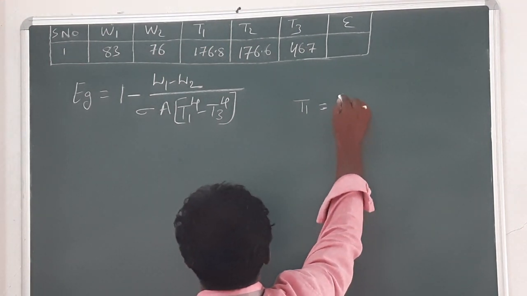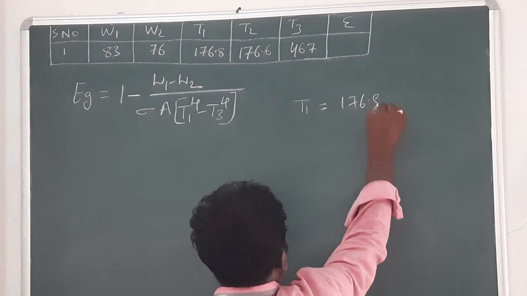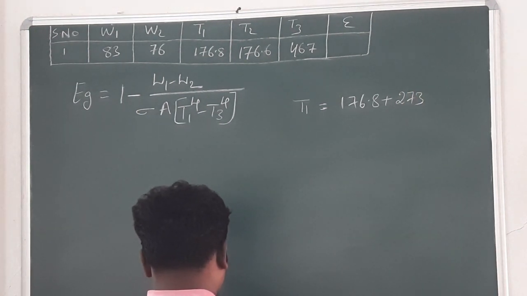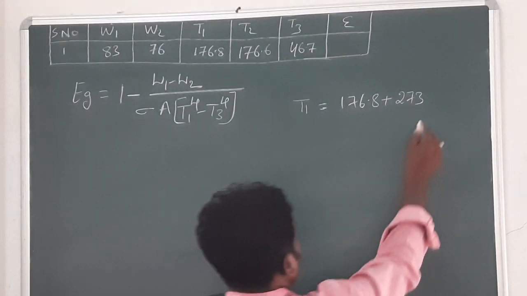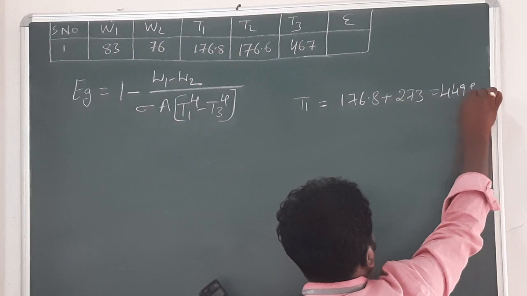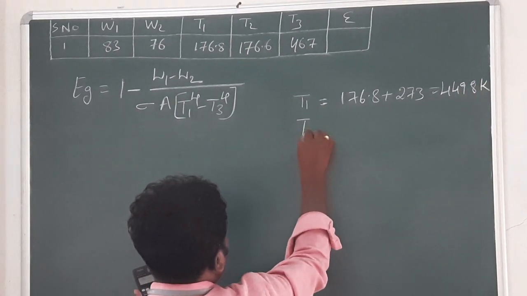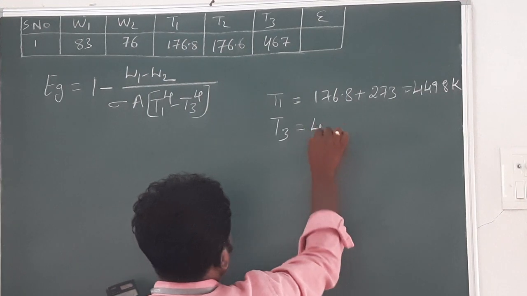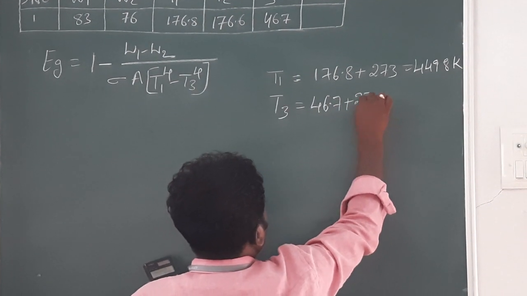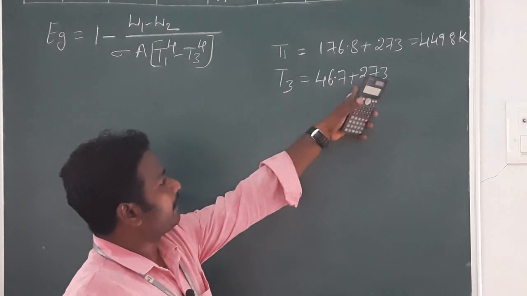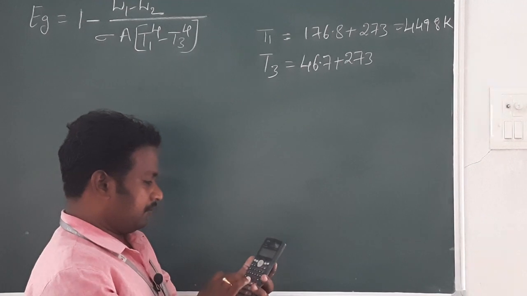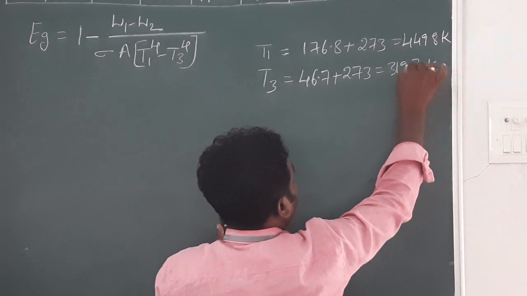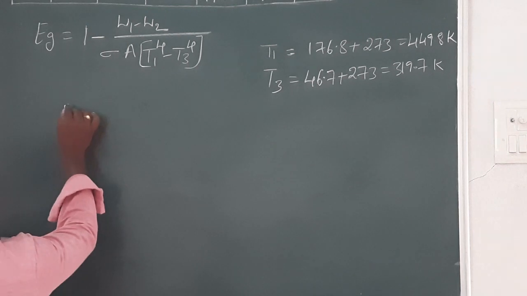T1 equals 176.8 plus 273, that is 449.8 Kelvin, and T2 equals the same, and T3 equals 46.7 plus 273, that is 319.7 Kelvin. So substitute all the values here.